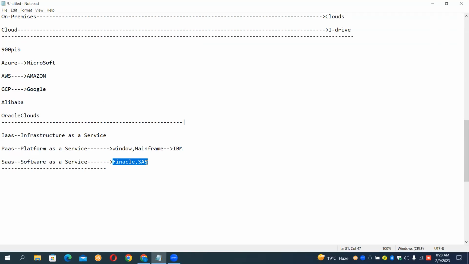You need not worry about buying a license or anything. Simply you need to pay the cost. He will say, I have bought it, I can provide you the service for SAS or Finacle, but every hour it will charge you this much. Is it okay for you? If you say yes, the same will be activated and you will be billed accordingly.